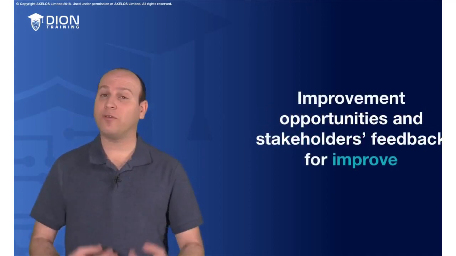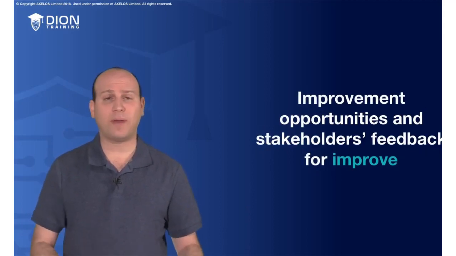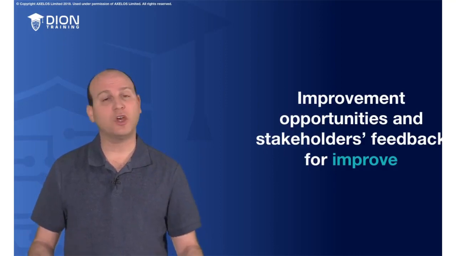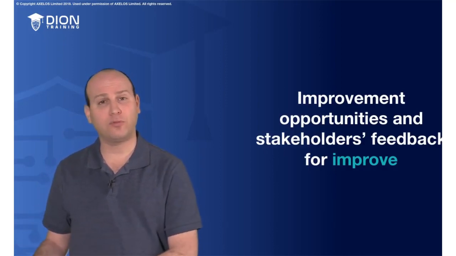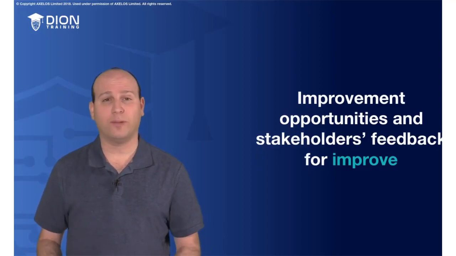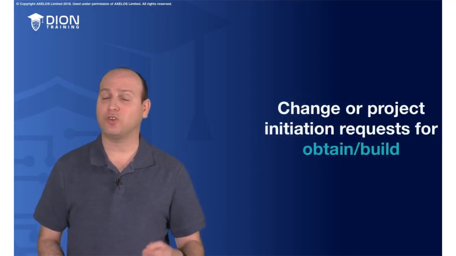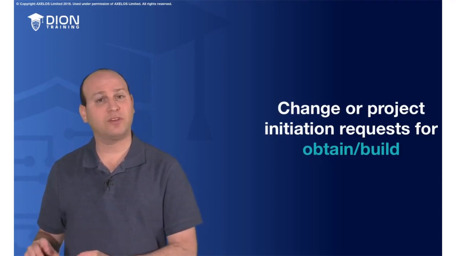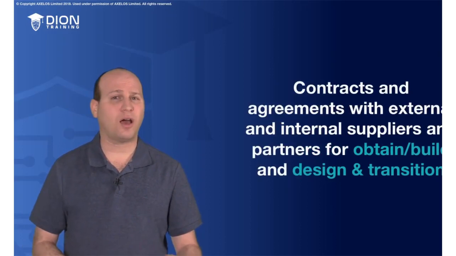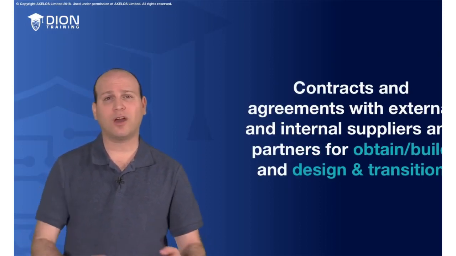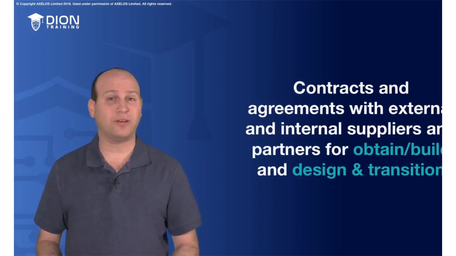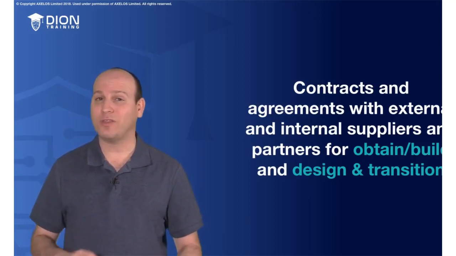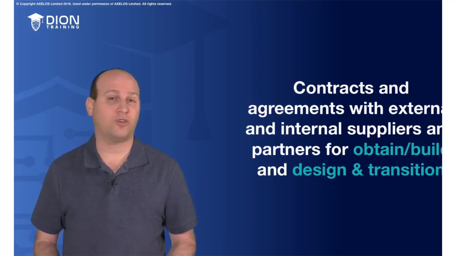We're also going to have an output of improvement opportunities and stakeholder feedback. As we collect all of that, because we're the ones interacting with all of those external organizations, we're going to take that and pass it over to the Improve activity so they can work with it. We're also going to get things like change or project initiative requests, and we're going to consolidate them and pass them over to obtain and build. Again, we're dealing with contracts, right? And agreements. And if we get those contracts and agreements from the external and internal suppliers, we're then going to pass those over to obtain and build and design and transition so that they can get the services and products that those contracts rely upon.